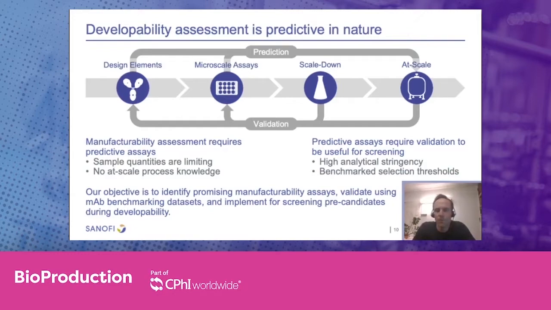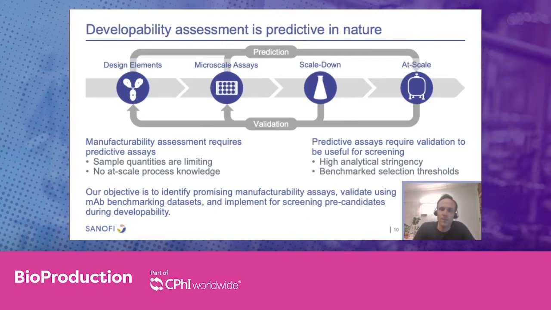So one important additional element is that manufacturability, like all developability assessment, is predictive in nature, and this is due to the stage at which it occurs, prior to clinical development. So here, early on in the value chain, sample quantities are or can be limiting, and there's no at-scale process knowledge. So we are left using surrogate or microscale assays, or design elements of the protein itself, to anticipate things that would happen at a much larger scale or over a longer time frame in the drug product.